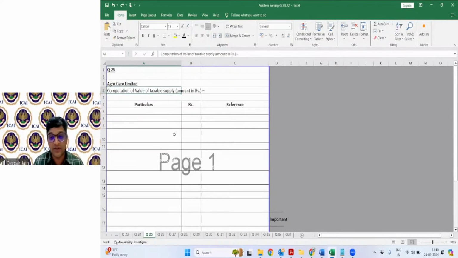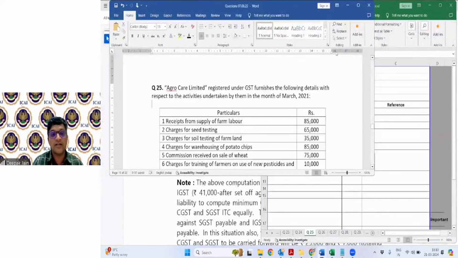Yes, Neha, 23 we completed, 24 will come back. Thanks for reminding. So Agro Care Limited, computation of GST liability.